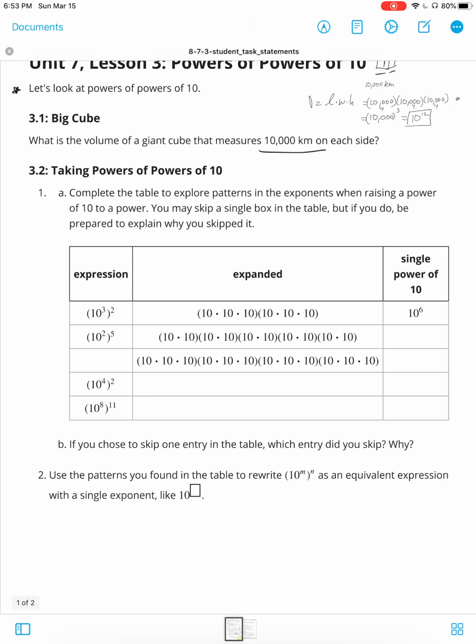3.2, taking powers of 10. Complete the table to explore patterns in the exponents when raising a power of 10 to a power. You may skip a single box in the table, but if you do, be prepared to explain why you skipped it.